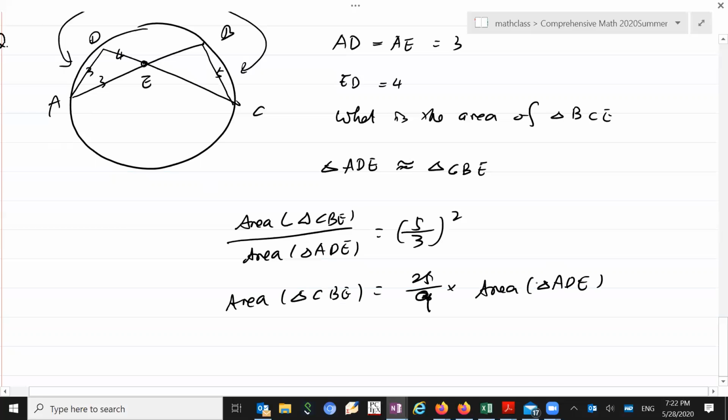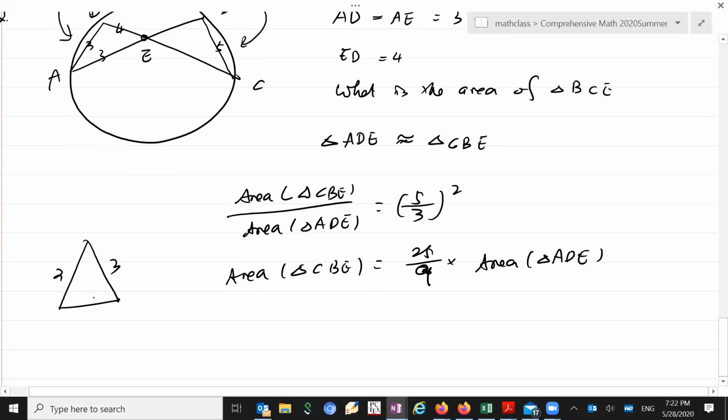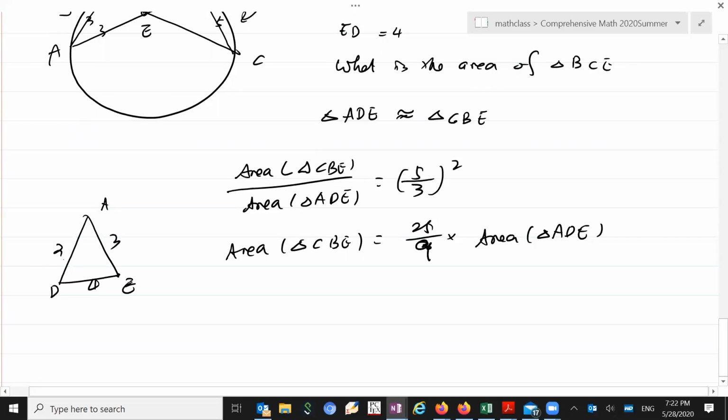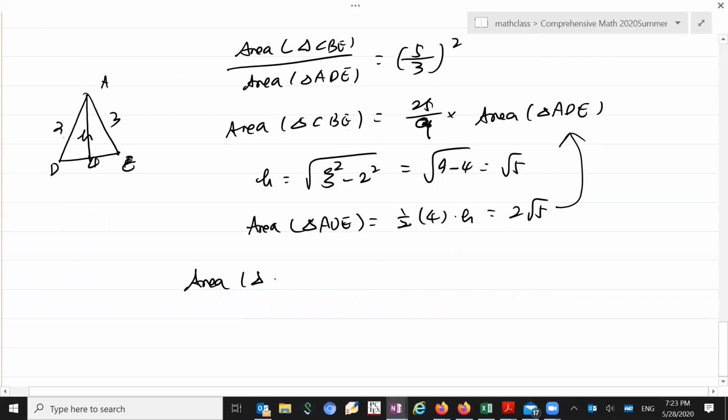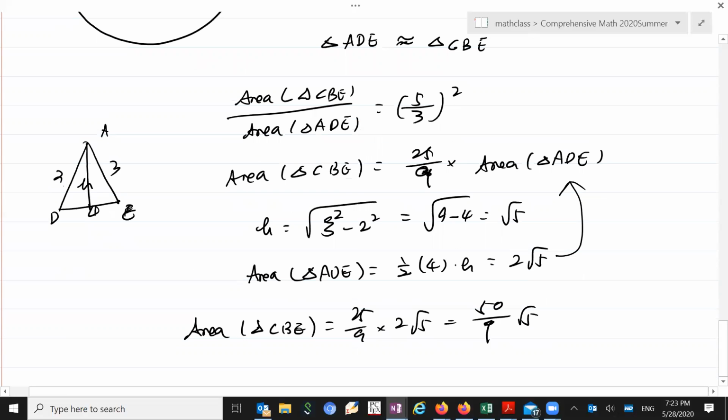So for the triangle on the left hand side, three sides are given, right? If you have 3, 3, 4, can you find the area? Obviously, you can. You just need to find the height. The height is going to be the square root of 3 squared minus 2 squared, so 9 minus 4 is square root of 5. So the area of triangle ADE is going to be half of 4 times the height, 2 square root of 5. Then you put it here and you get the area of triangle CBE, which is 25 over 9 times 2 square root of 5, 50 over 9 square root of 5.